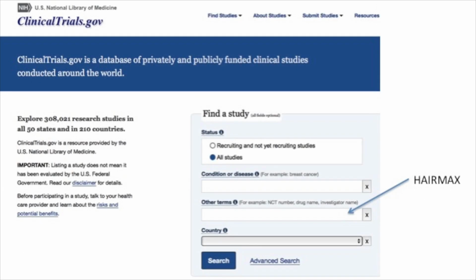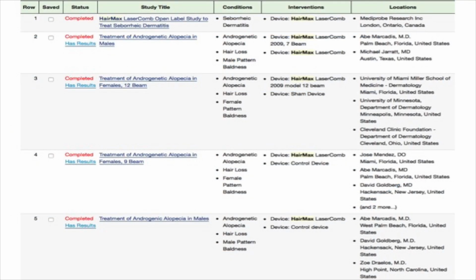All companies who seek an FDA approval or clearance are required to post the details of their clinical research on this site. The site has a really good search engine, and for example, by typing HairMax into the search term box shown on the slide, you can retrieve the complete details of their protocol and the results of their trials. So in doing that, we can see that this company did 5 trials, and by clicking on the study title of any one of them, you'll be able to see the results.